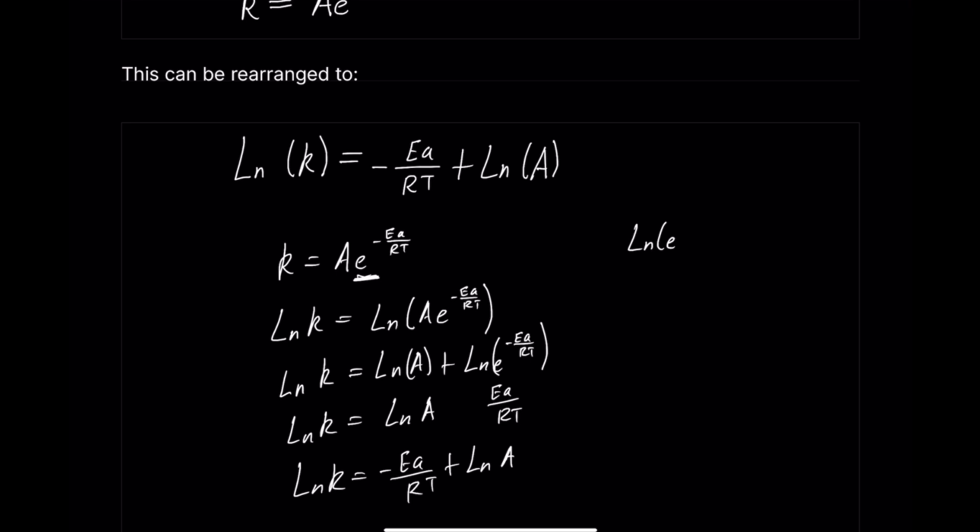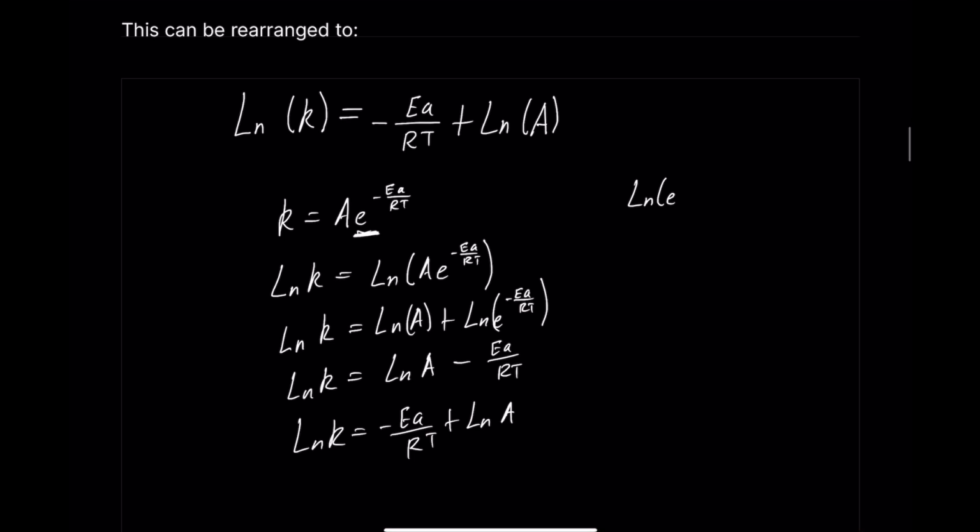ln k is equal to ln A minus Ea over RT. Or if I want to put it like that, ln k is equal to minus Ea over RT plus ln A. I did this very quickly and in shorthand because this is for people that know how to rearrange and understand what's going on, but just didn't understand how to get from here to here.